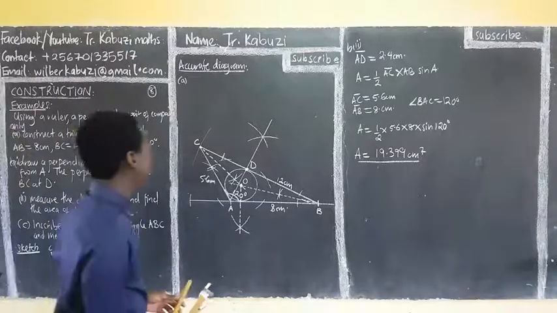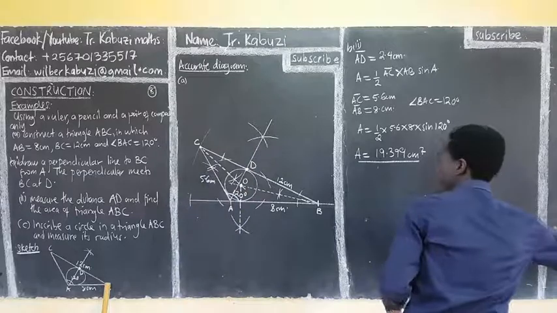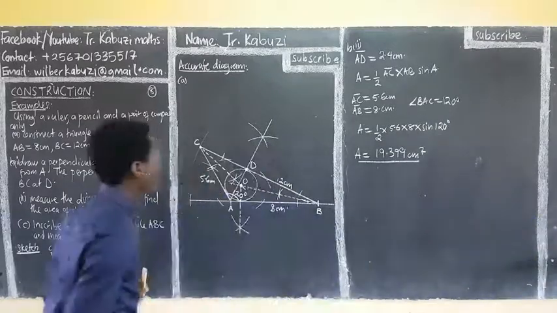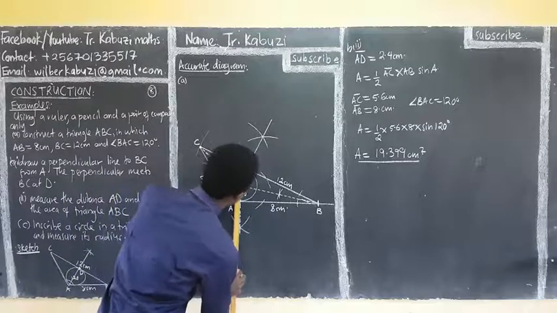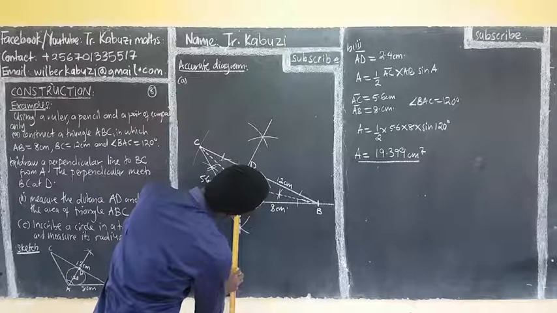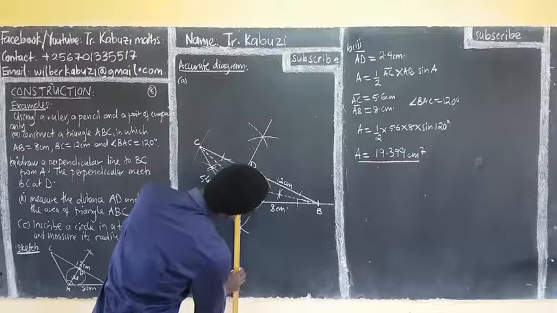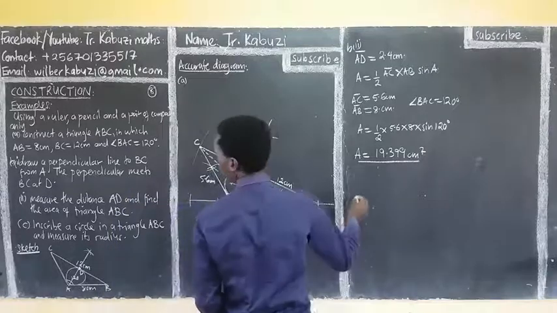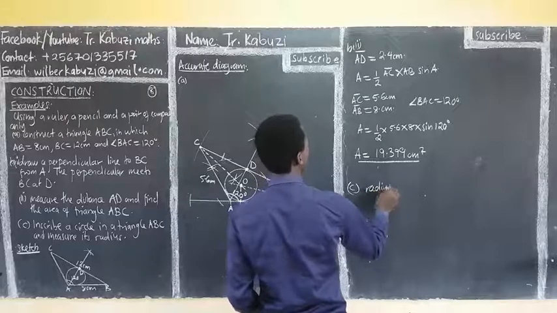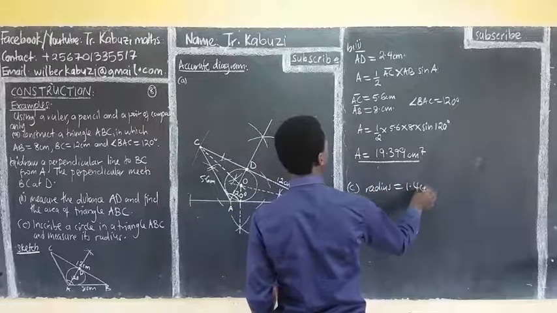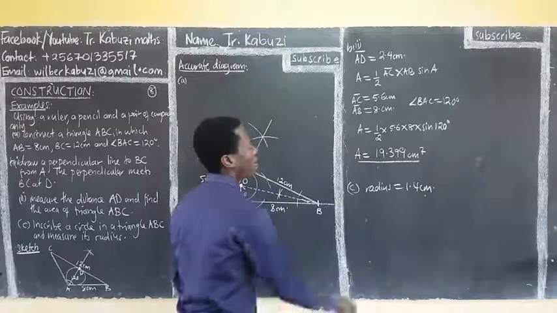Then measure the radius. How do you measure the radius? You read off from here up to here. Mine is going to be 1.4. So for part C, the radius is 1.4 centimeters. So that's it, members.